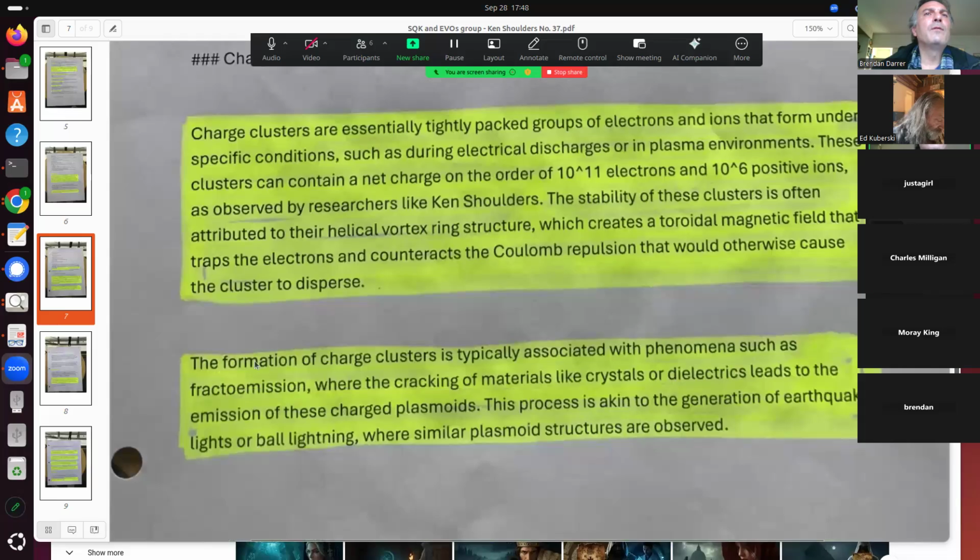The formation of charge clusters is typically associated with phenomena such as fractal emission, where the cracking of materials like crystals or dielectrics leads to the emission of these charged plasmoids. This process is akin to the generation of earthquake lights or ball lightning, where similar plasmoid structures are observed.